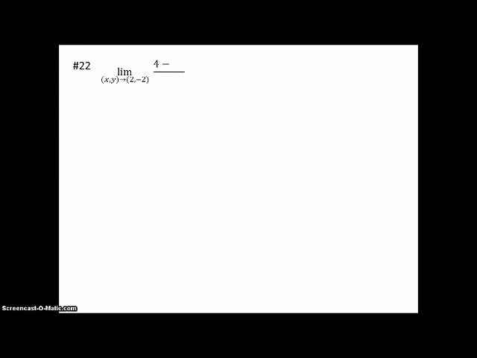Number 22. Find the limit as (x,y) approaches (2, negative 2) of this expression. Well, here we have a slight problem. The numerator is not an issue because it approaches 8. But the denominator is an issue. It approaches 0. Now, the limit maybe could be infinite. So to figure that out, we have to look at approaching x and y from different angles.